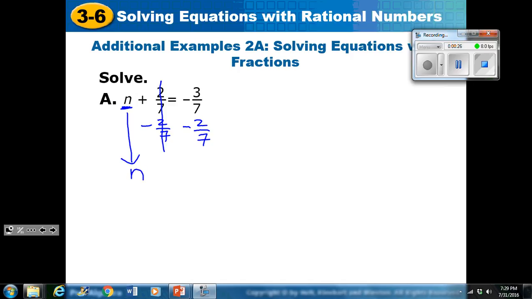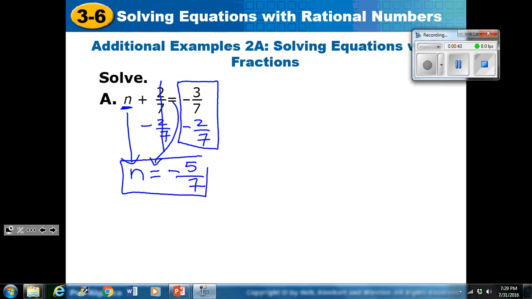We're going to put down that n, bring down that equal sign, and then we have to evaluate negative 3/7 minus 2/7, and that equals negative 5/7. N equals negative 5/7.